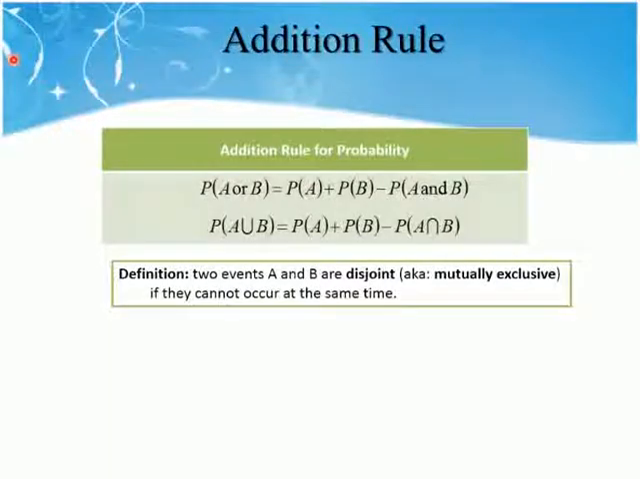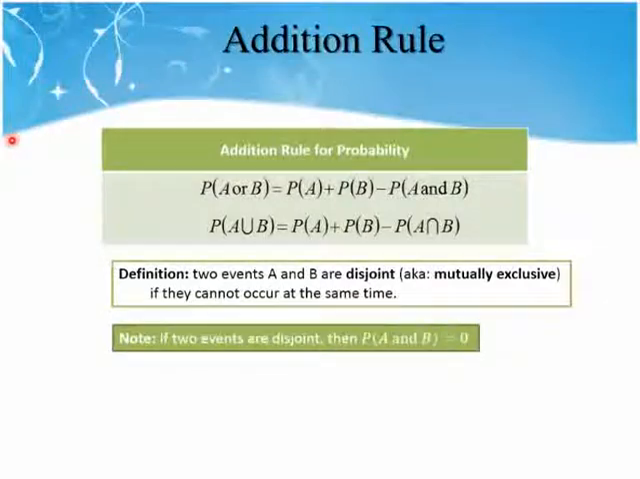That is, if they cannot occur at the same time. So in other words, if A and B cannot occur at the same time, then the probability, so if two events are disjoint, the probability of A and B occurring is 0, because they cannot both occur at the same time if they're disjoint.